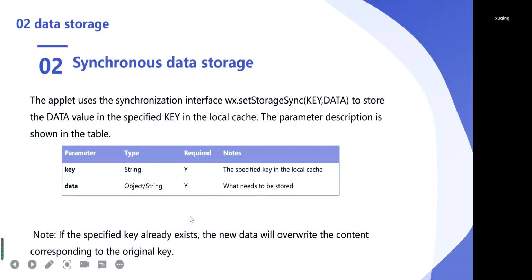Then we'll see synchronous data storage. The applet uses the synchronization set interface, set storage sync with key and data, to store the data value in the specified key in the local cache. And the parameter description is shown here in the table. We have key, data here.